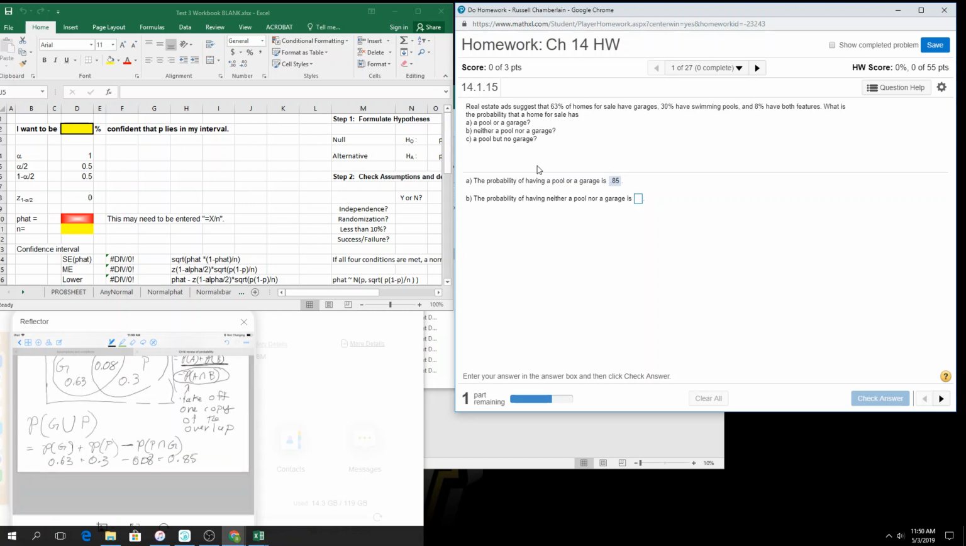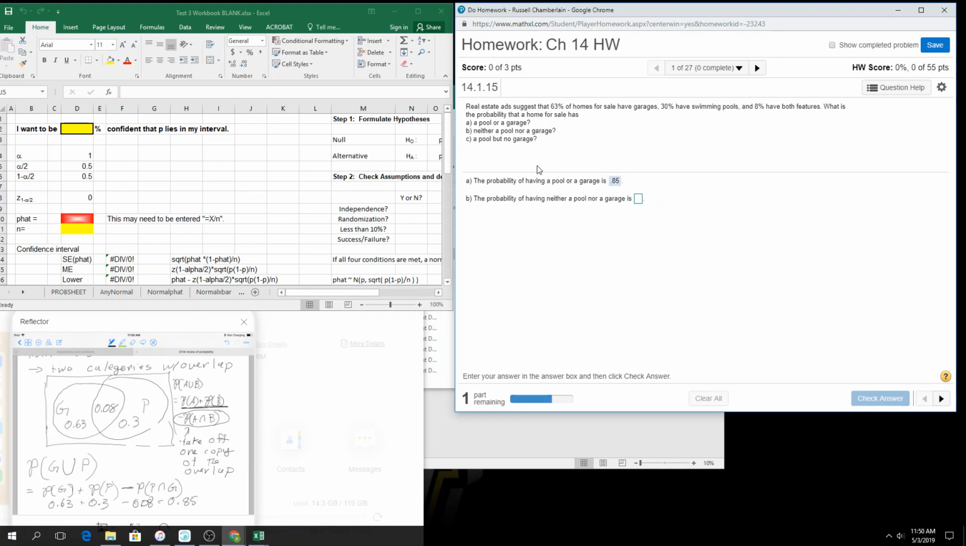Okay, so this says probability of having neither a pool nor a garage. So if the chance of having one or the other is 0.85, the chance of having neither will be 0.15. They're just reflections or complements of each other, as we say.